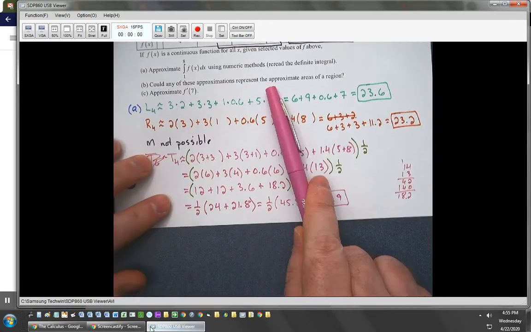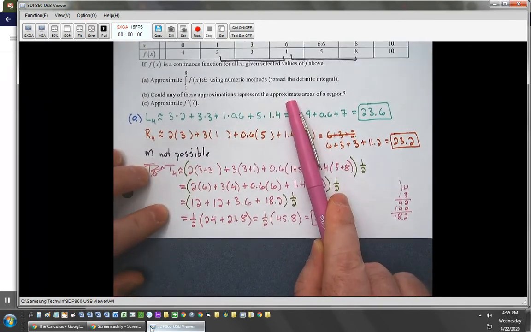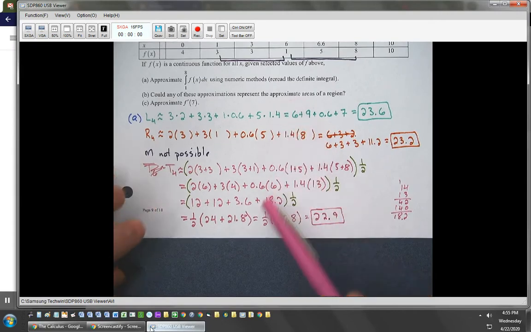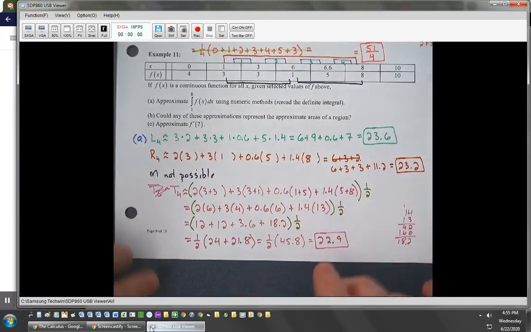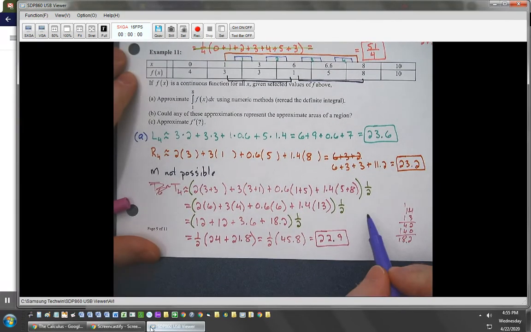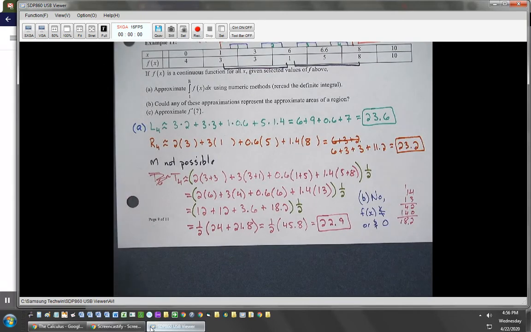Anyway, can any of these be approximate? Could any of these approximations represent the approximate area of the region? The answer is no. That is not possible because we don't have that hint. So I'll write part B down here. No. F of x, I'm going to say, is not less than or greater than 0. So that means that our function isn't always above or always below the x-axis, which means that we could have some transitions, which isn't going to allow us to calculate those areas.